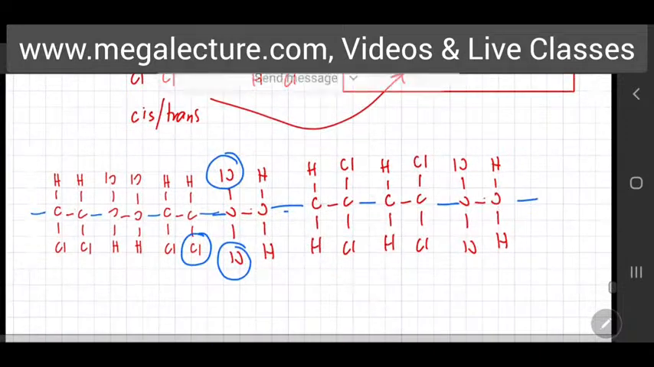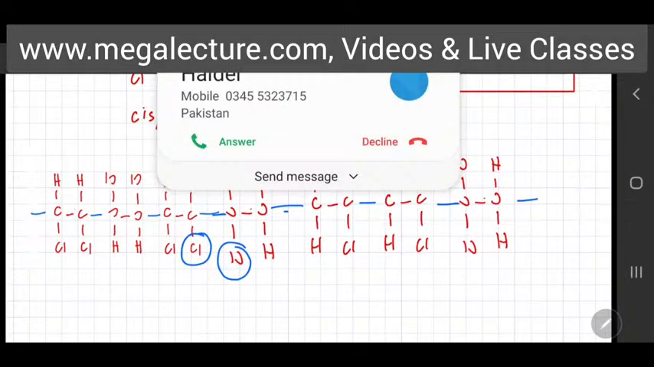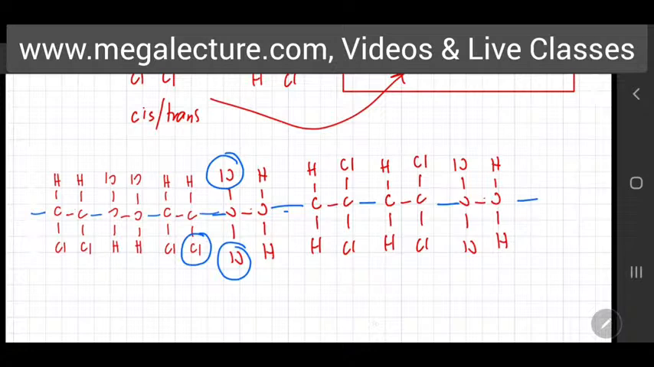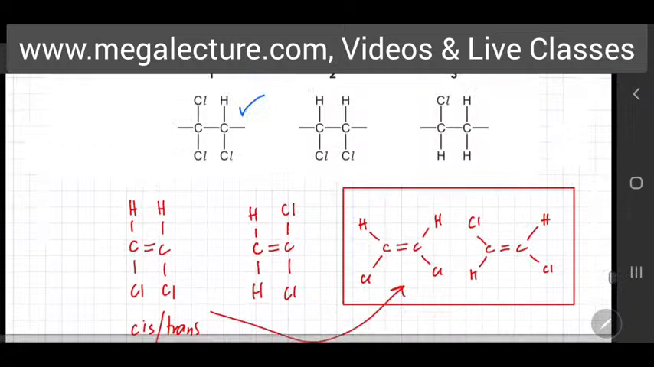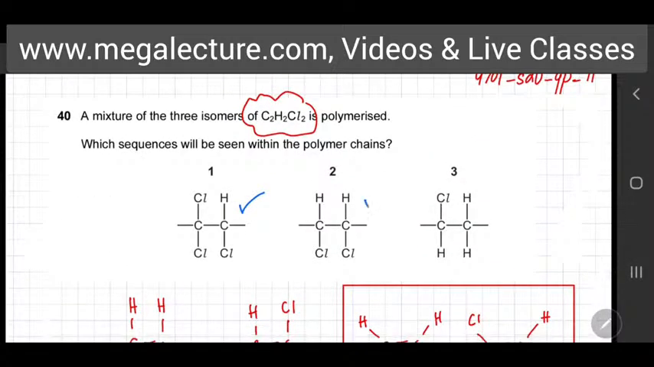If we go back, you'll notice a chain where there are two Cls. So this section over here is present. So that is also quite fine. What about this one? You've got only one Cl and the other one is two hydrogens. So is that a possibility?